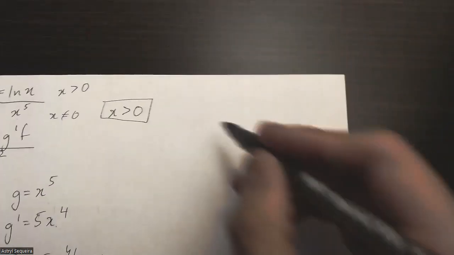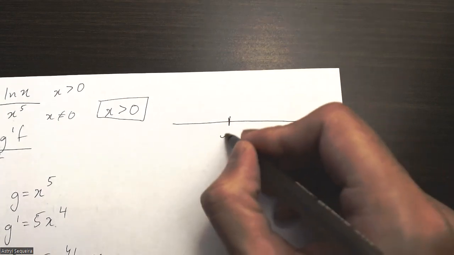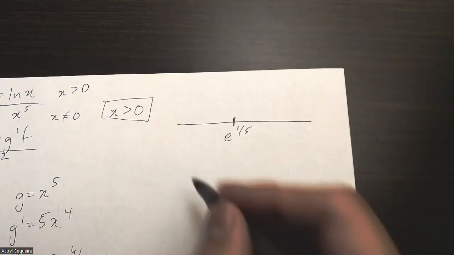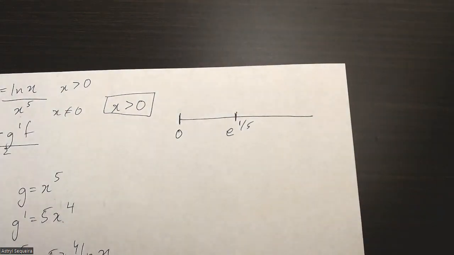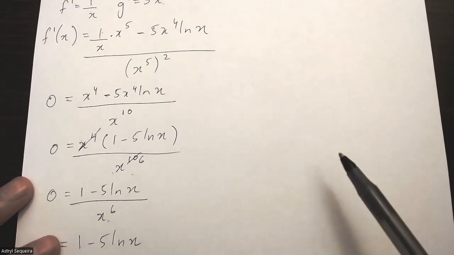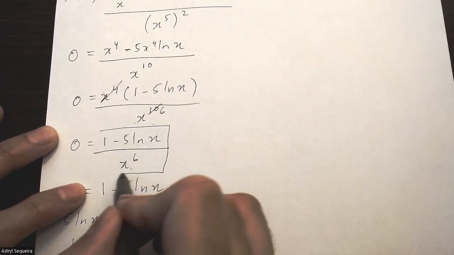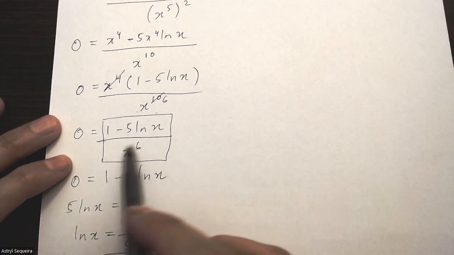So now when we're doing our intervals of increase and decrease, I only have one point over here, which is e to the power of 1 over 5. But remember, our domain for this question has to be x is greater than 0, which means our minimum value in this question is 0. Now we can test out our number line, and I will test these out into this equation right here. This is the best equation to use. You can't use that one after you get rid of the x6, although it won't really matter in this example because the denominator is always going to be positive.